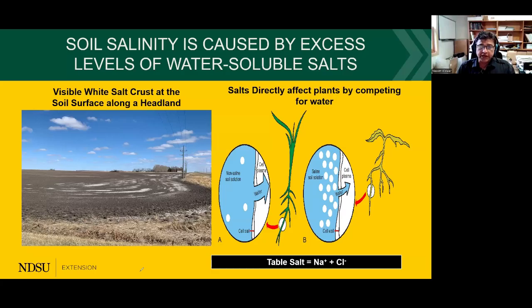Cations attract negatively charged ions that are called anions. On their own, they are just chemical ions, but when they come together, they form salts, such as table salt, sodium chloride.